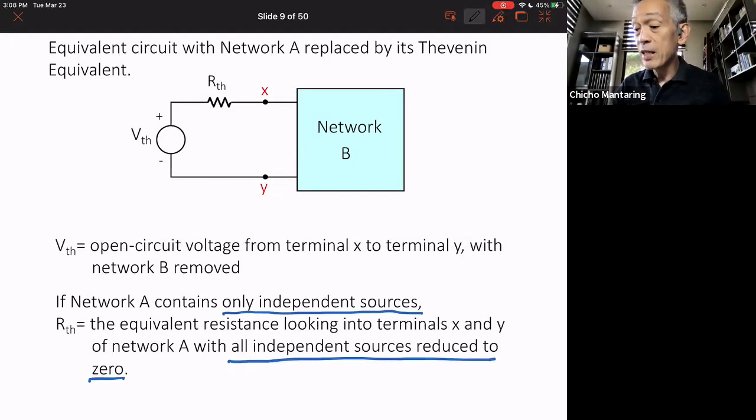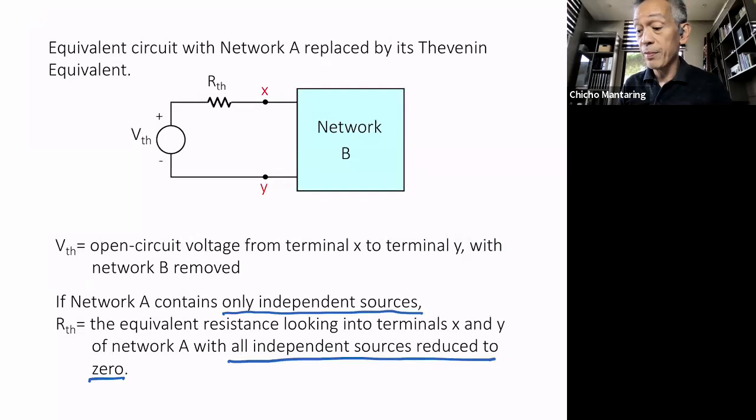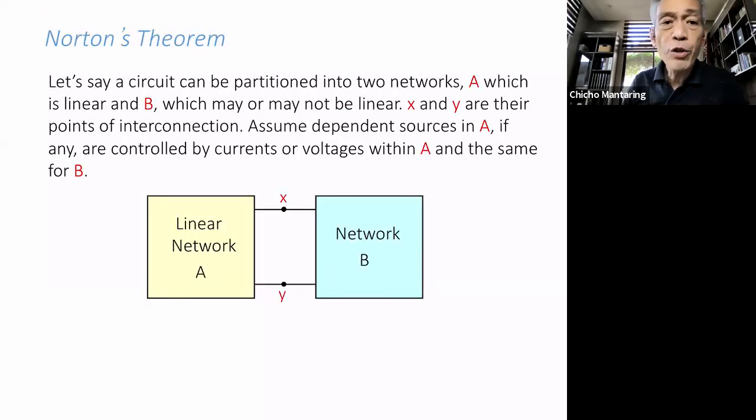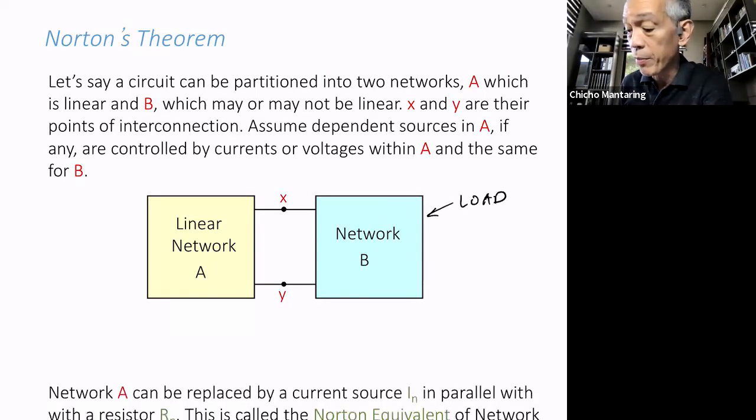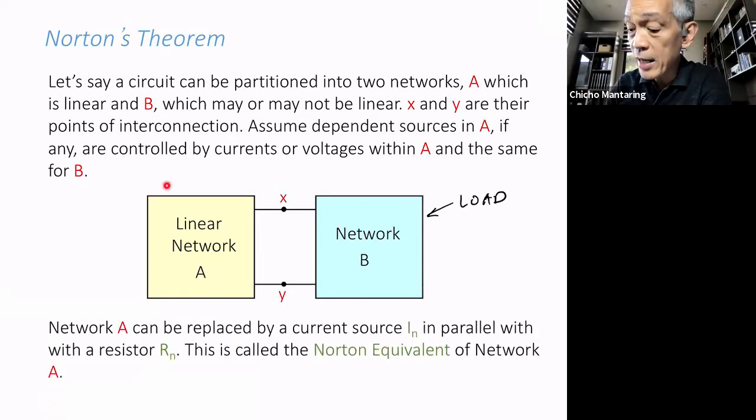So that is Thevenin's equivalent. Now, Norton's theorem is very similar. So these are the same conditions as your Thevenin's theorem. This is your load. Anong sinasabi ng Norton's theorem? Itong network A can be replaced by a current source I sub n, which we call our Norton current, in parallel with a resistor R sub n, which we call our Norton resistance. So this is called the Norton equivalent of network A.